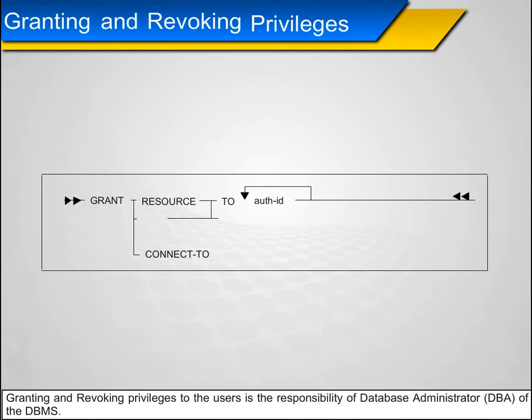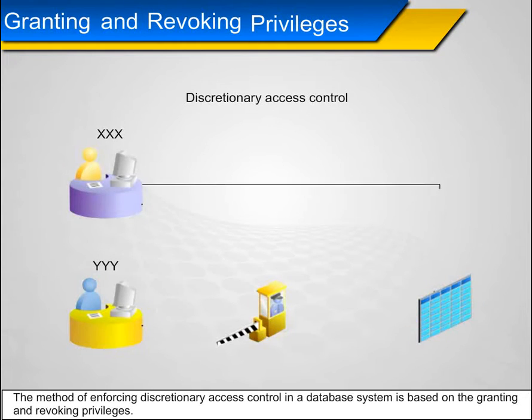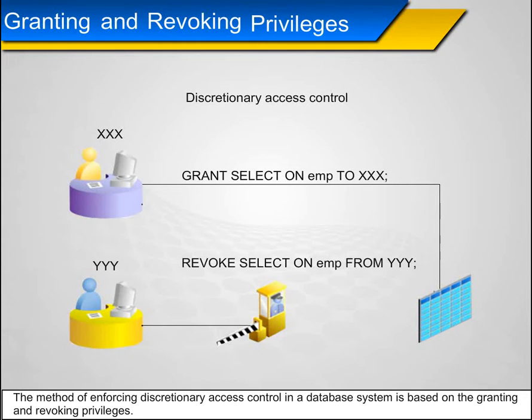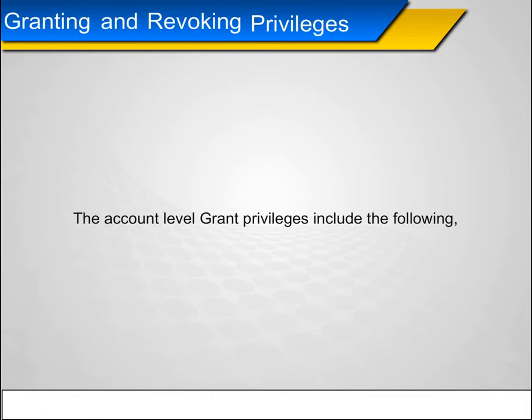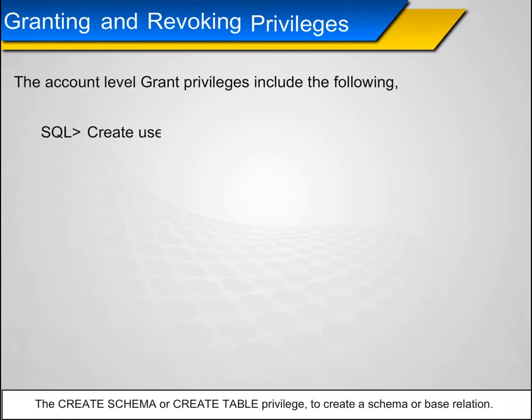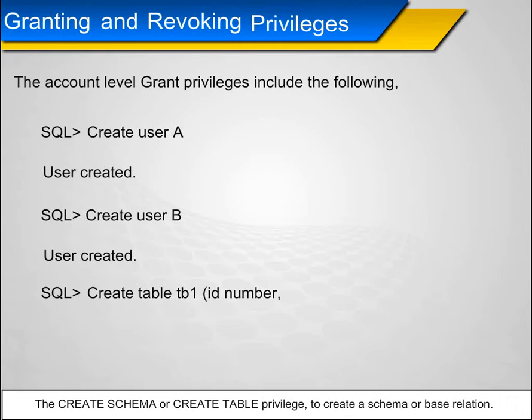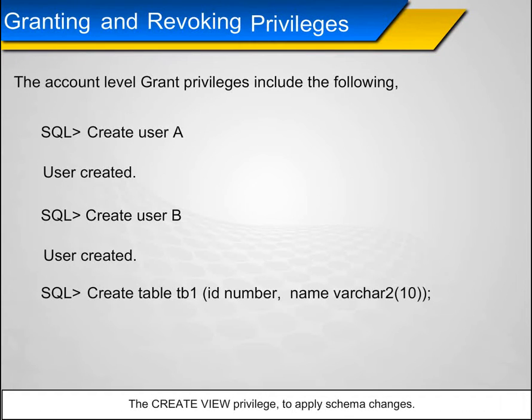Granting and revoking privileges to the users is the responsibility of the Database Administrator, that is DBA, of the DBMS. The method of enforcing discretionary access control in a database system is based on granting and revoking privileges. The account-level grant privileges include the following: the create schema or create table privilege to create a schema or base relation. The create view privilege to apply schema changes.